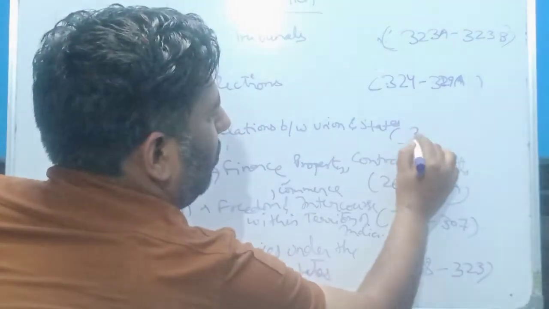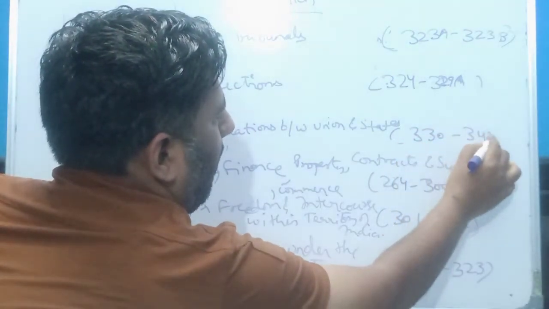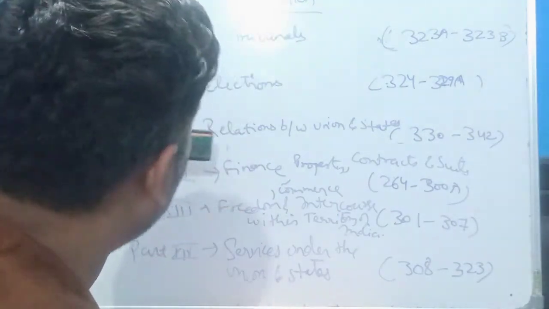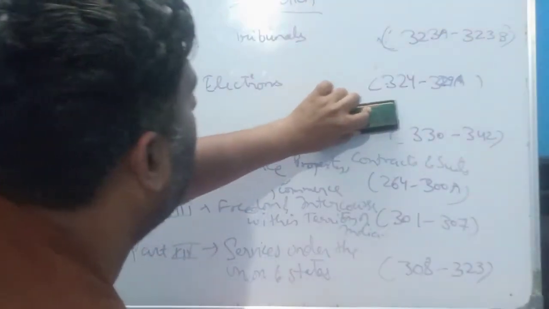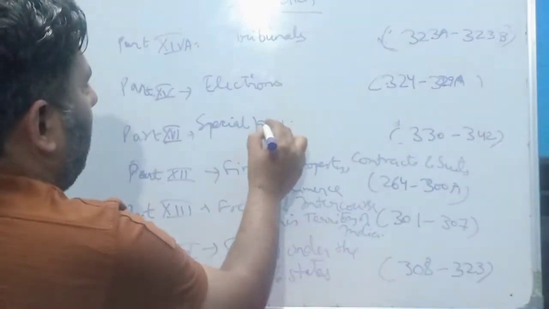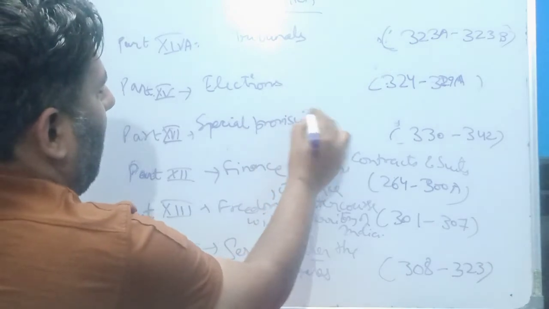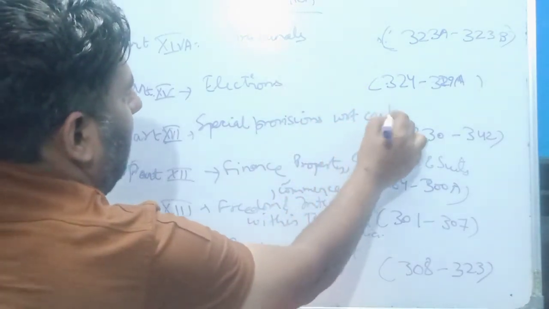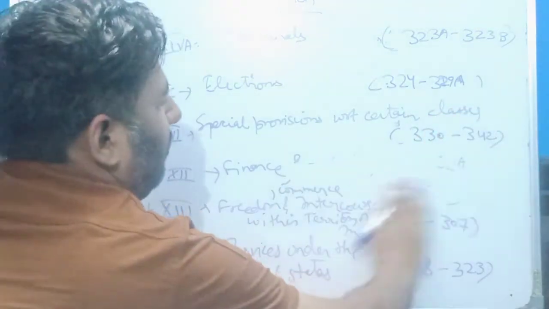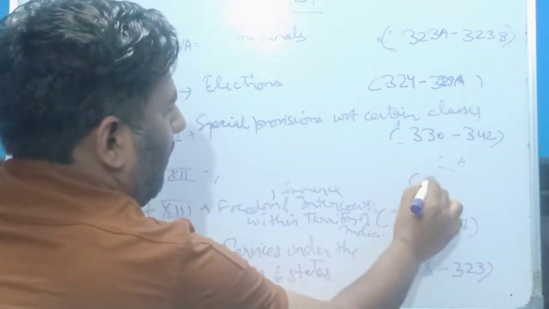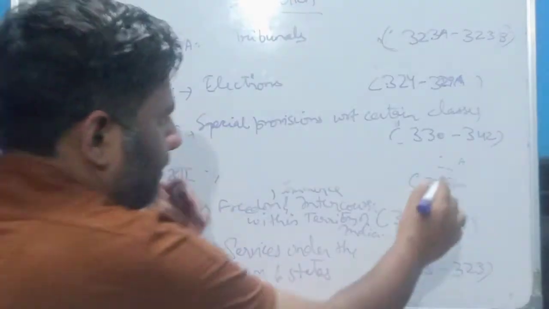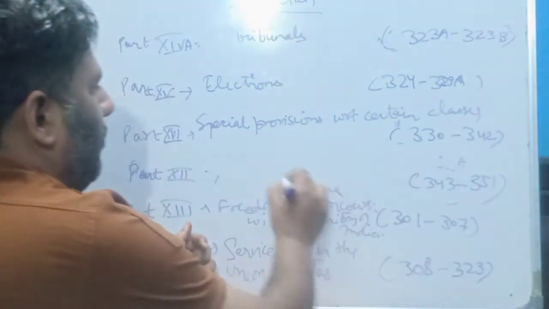Then we have part 16, 330 to 342, special provisions with respect to certain classes. Then we have 343 to 351, official language.